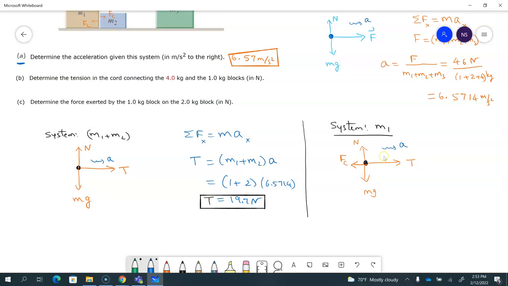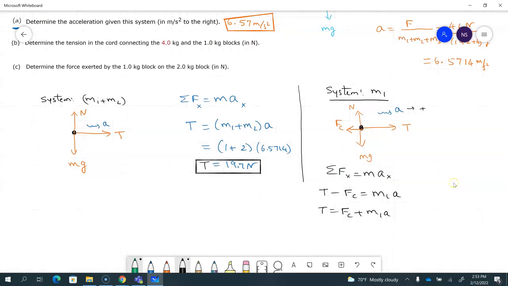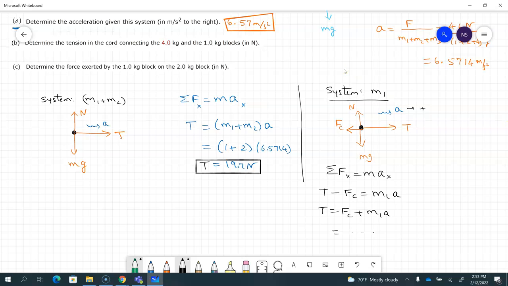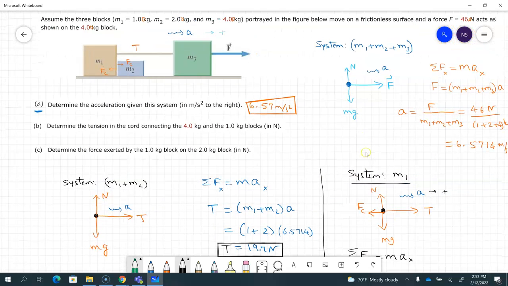But if I'm writing an equation for this free body diagram, I would say net force in the x is mass times acceleration, and remember, acceleration is the positive direction, so it's T minus Fc is equal to M1 times A. So I can get the tension if I know the contact force, Fc plus M1A, right? So I'm not done with this. I'll need something more. So that's why it's important, if your goal is to reduce the amount of time in doing this, spend a little bit of time staring at the problem to see which one is a good system for you to draw your free body diagram.